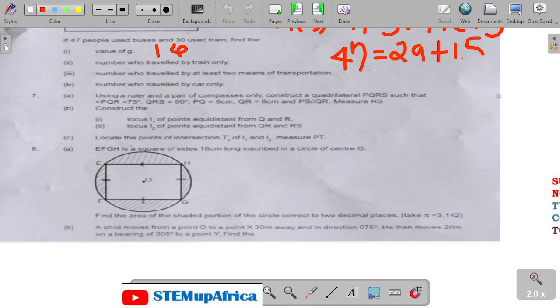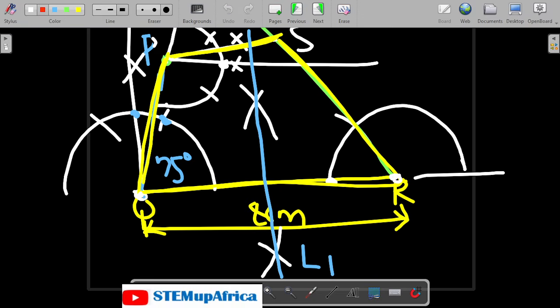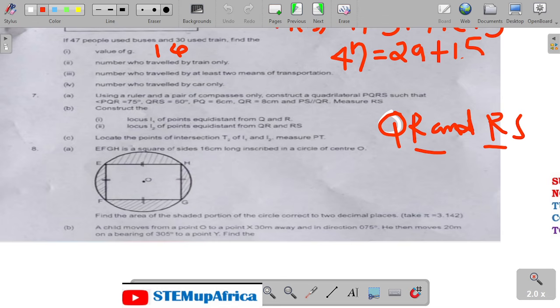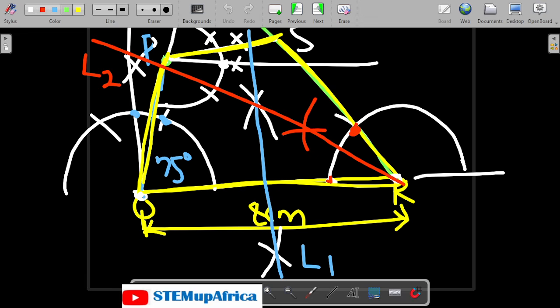Then locus 2 is equidistant from PQ. Look at this statement here. Equidistant from Q and RS. So this is the locus of the common point. So I have to construct the locus at this point. That means I will bisect this 60, put my pair of compass here, draw arc, come here, draw another arc. I'll draw the line from here to form my locus L2. Then locate the point of intersection of L1 and L2. I will call it T.